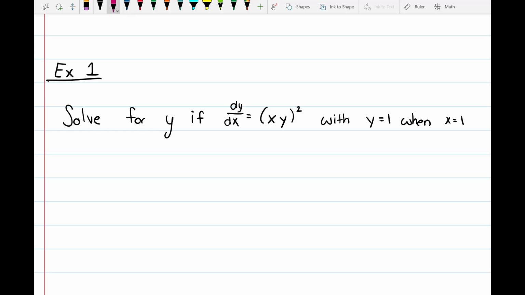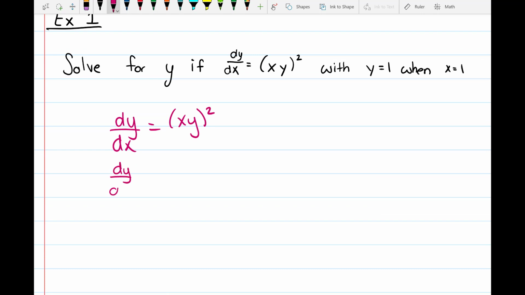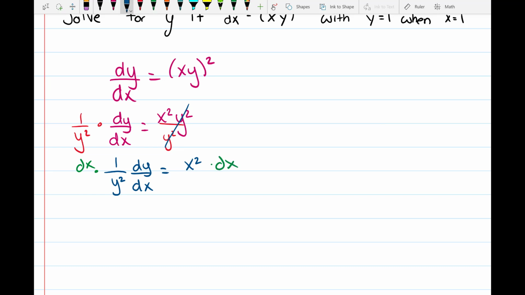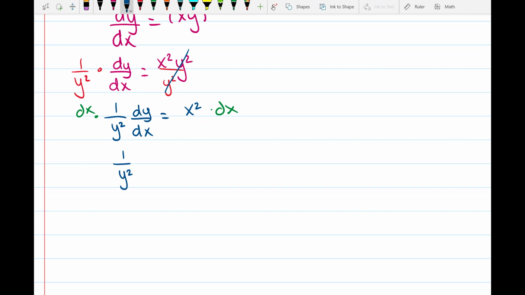So I'm going to start out by writing that dy over dx is equal to xy squared. And doing a little simplifying, I get dy/dx is equal to x squared y squared. Now here's the thing. I need all my y's on one side and all my x's on the other. So by dividing both sides by y squared, or multiplying by 1 over y squared, I get that 1 over y squared dy/dx is equal to x squared. So these are going to cancel off. Now what I need to do is multiply both sides by dx. So I get 1 over y squared dy is equal to x squared dx.